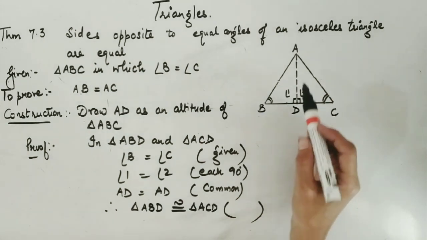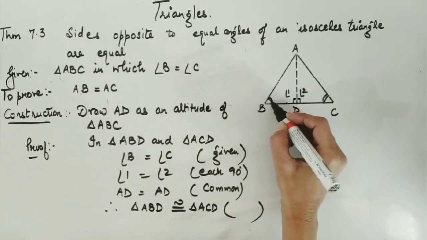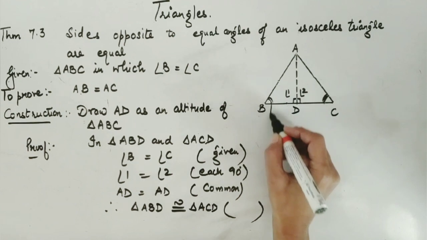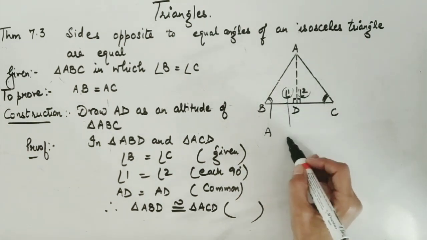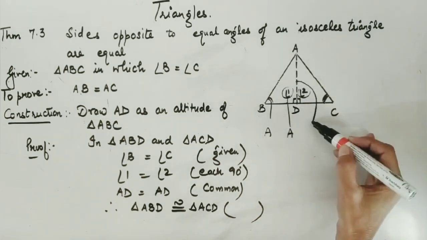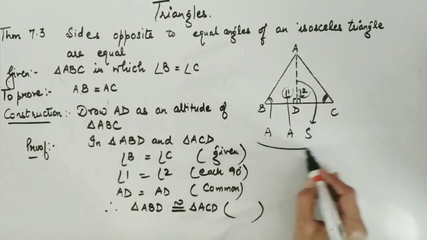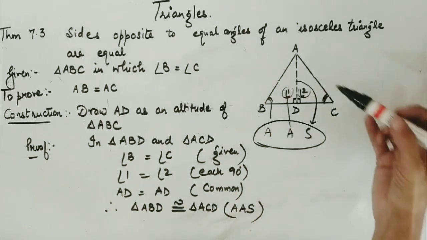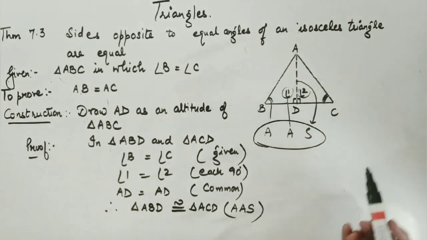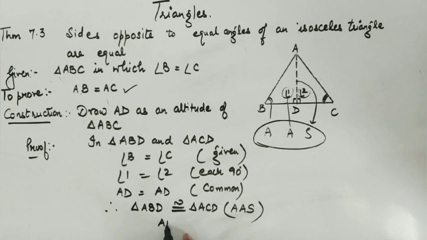Which rule is it? In triangles ABD and ACD, we took angle B, from here we took angle C. So one is angle, then we got angle 1 and angle 2, another angle, and then came this side. So it's angle-angle-side rule, AAS rule. By AAS rule, triangles are congruent, and if triangles are congruent, which sides? AB and AC. We were asked to prove these sides only. So that implies AB is equal to AC.